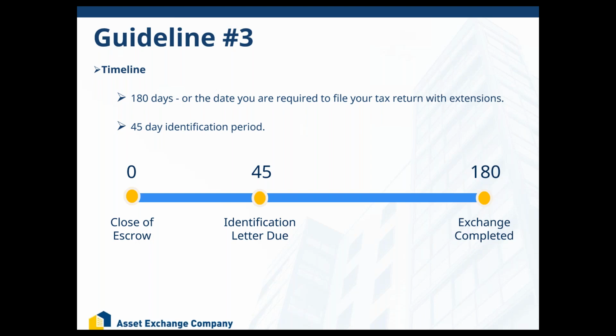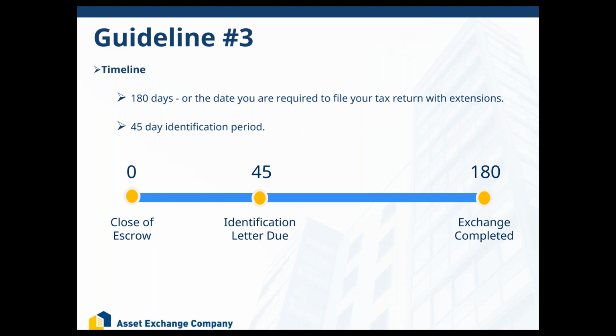The first 45 days of the 180 days is referred to as the identification period. Now, what exactly does that mean? The identification period means you must identify any potential property or properties that you want to purchase. They don't have to be under contract. You just have to identify any potential properties that you want to purchase.